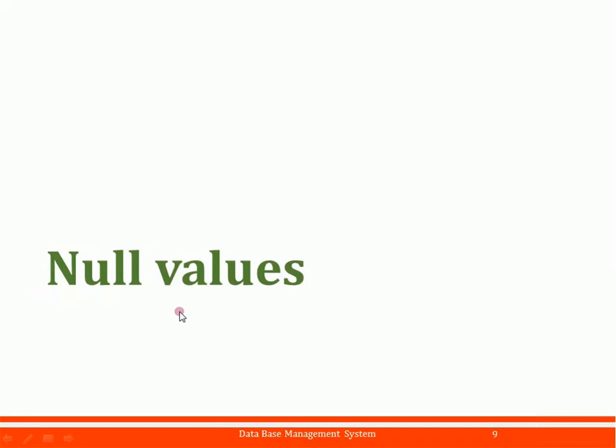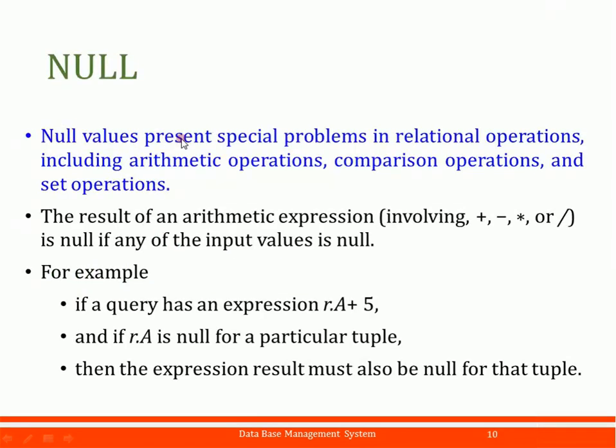The next part is null values. Null values, when present in the tables, will give you special problems, including arithmetic operations, comparison, and set operations. The result of any arithmetic operation that involves plus, minus, multiplication, or division is null if any of the input values is null. For example, if a query has an expression like r.a, that is, in the relation r you have an attribute a, which is added with 5, and if that attribute is null, then the expression result must also be null for that tuple.